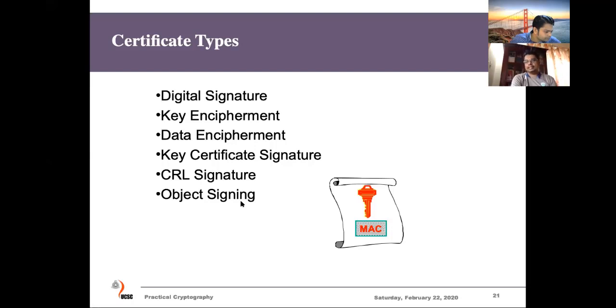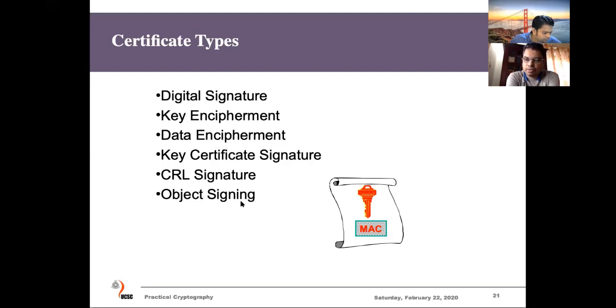Like that, certification authorities categorize these public key certificates into what we call types of public key certificates. You can see different types. The first type is called the digital signature public key certificate. That means if you want to use your public private key for digital signing, you must request a public key certificate of this type. Then there is a type called key encipherment. In case you want to use this public key for exchanging the symmetric key, we have to obtain the public key certificate of this key encipherment type.